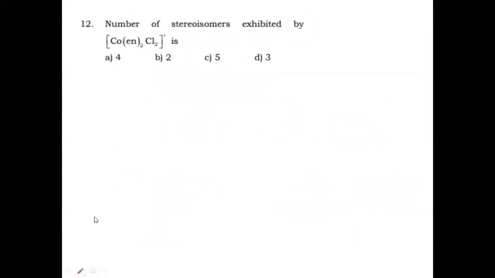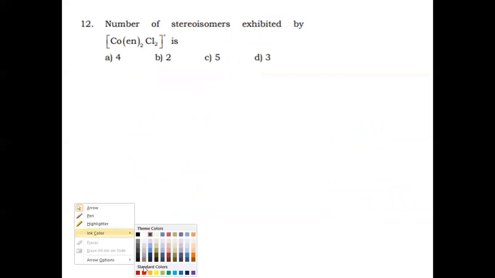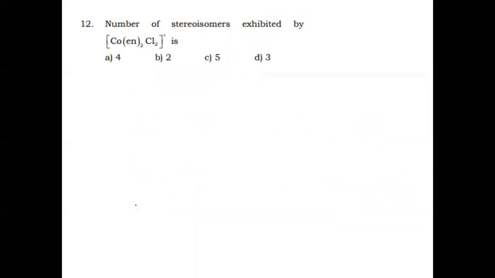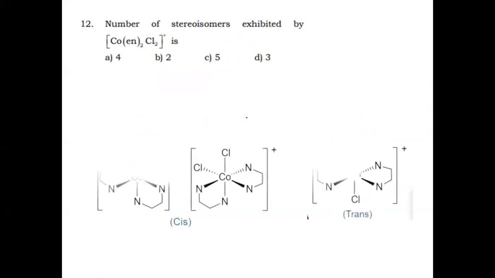Then question number 12. Number of stereoisomers exhibited by [Co(en)2Cl2]+ is. So for this, we can have these three isomers, that is stereoisomers. Among the three stereoisomers, two of them are cis form and one is trans form. So for question number 12, it's option D, which consists of three stereoisomers.